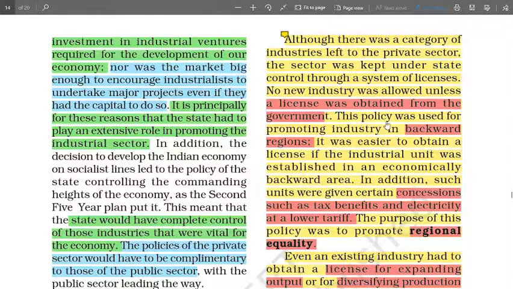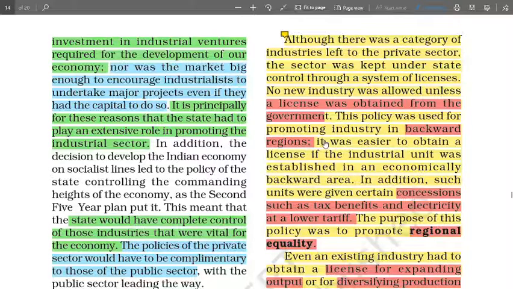This policy was used for promoting industry in backward areas, backward regions. India is a vast country. Some regions have industries, others are deprived of industries. The government needs to decentralize the industry. It wants industries to spread all over the country, especially in backward regions. That's why, unless you obtain a license by promising to promote industries in backward areas, set up industries in backward areas, you won't get a license. So it was easier to obtain a license if the industrial unit was established in an economically backward area.